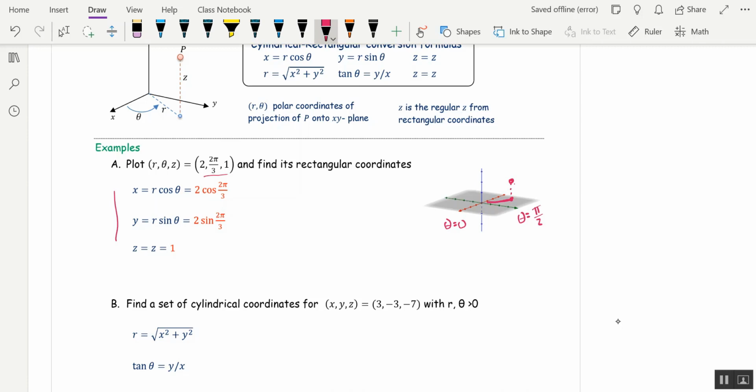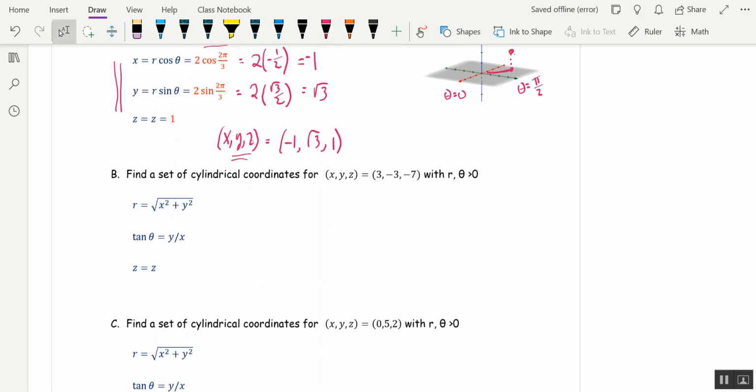These formulas here are straight from the chart on the last page. X is r cos theta, so that's going to be 2 cosine of 2 pi over 3, which is negative 1/2. That gives us negative 1. Y is r sine theta, so 2 times root 3 over 2 is root 3. Sorry, up here, that's a negative 1. And then z is z, so x, y, z is negative 1, root 3, 1. Since we now have 3 coordinate systems, I like to label every point so you know which coordinate system I'm talking about. Okay, now let's go in the other direction.